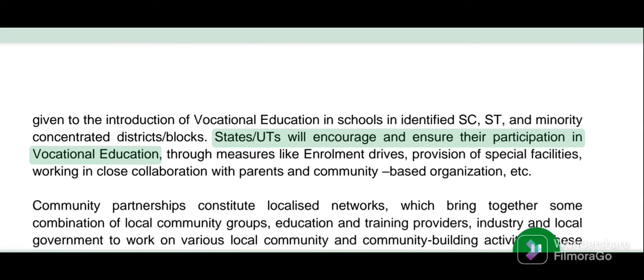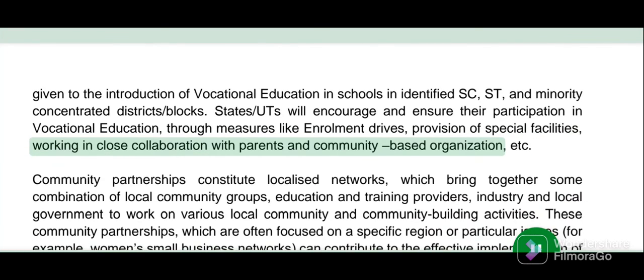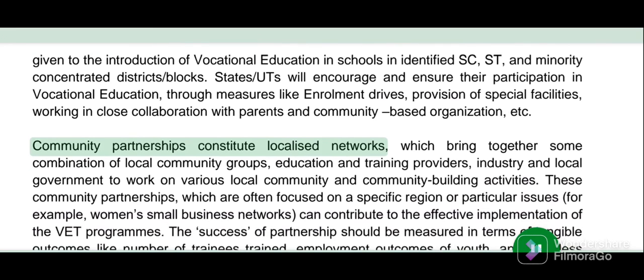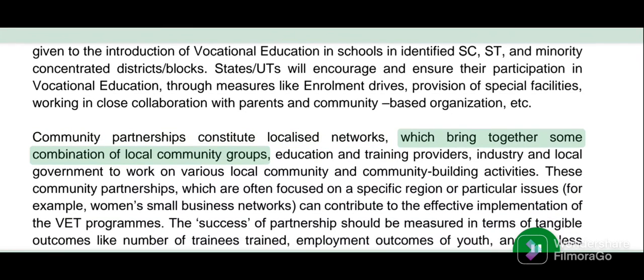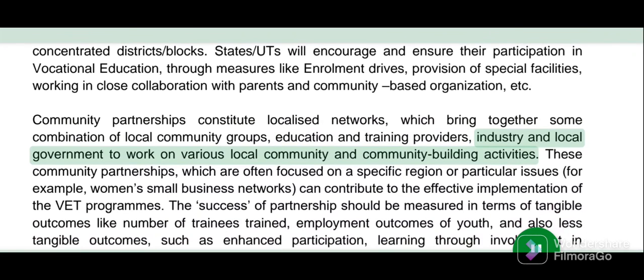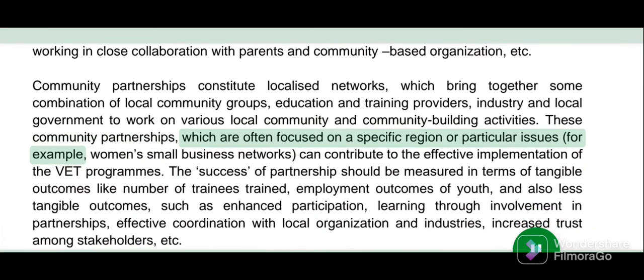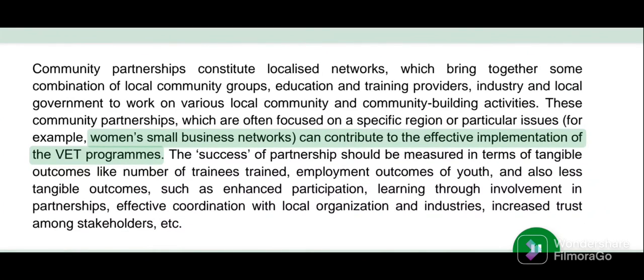States and UTs will encourage and ensure their participation in vocational education through measures like enrollment drives and provision of special facilities, working in close collaboration with parents and community-based organizations, etc. Community partnerships constitute localized networks, which bring together some combination of local community groups, education and training providers, industry and local government to work on various local community and community building activities. These community partnerships, which are often focused on a specific region or particular issues, for example, women's small business networks, can contribute to the effective implementation of the WET programs.